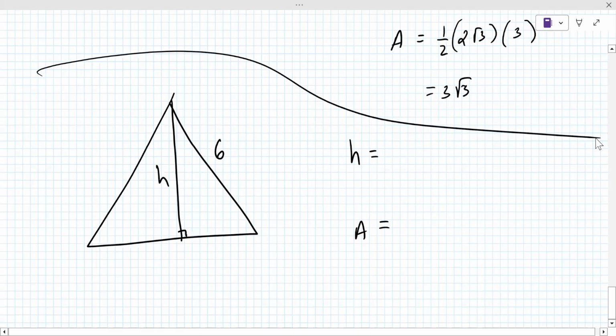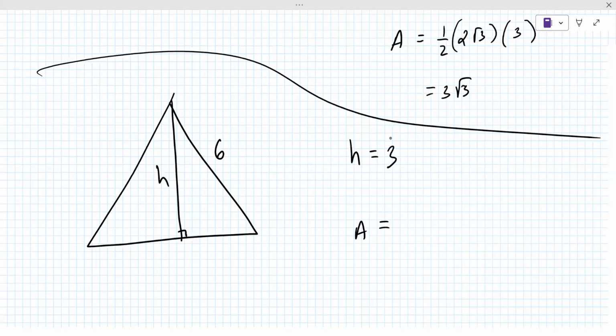So then I know the bottom one will be 3, and I know the height will be 3 square root 3. Okay, very good. Now give me the area, please. 3 times 3, 9 square root 3. Very good. All right.